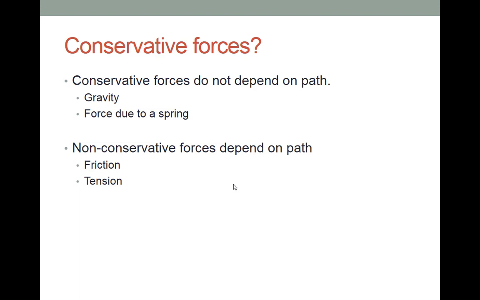We saw last unit that conservative forces do not depend on path. It's things like gravity, the force due to a spring. Non-conservative forces do depend on path, so friction and tension. And I made the distinction to remember that no matter which way you move, gravity always points downward. But friction follows your direction. It follows whether or not you're on a slope. It changes direction depending on what is happening as you move. So conservative versus non-conservative forces.